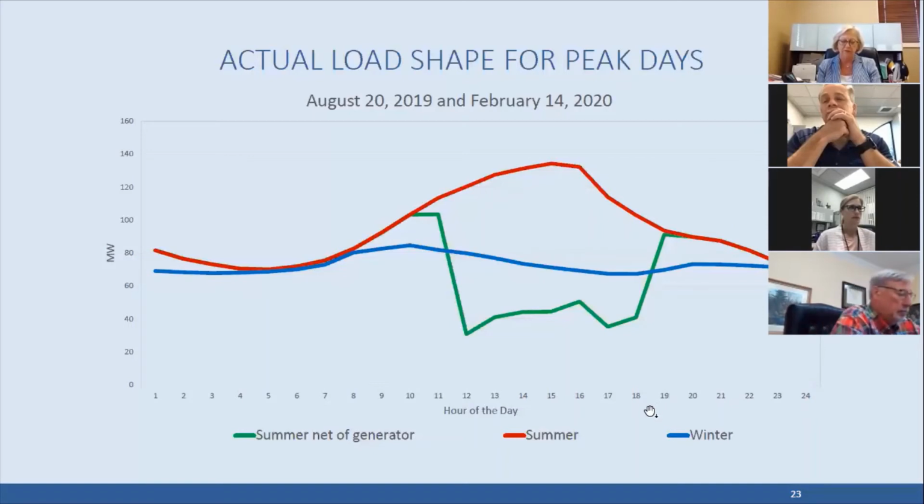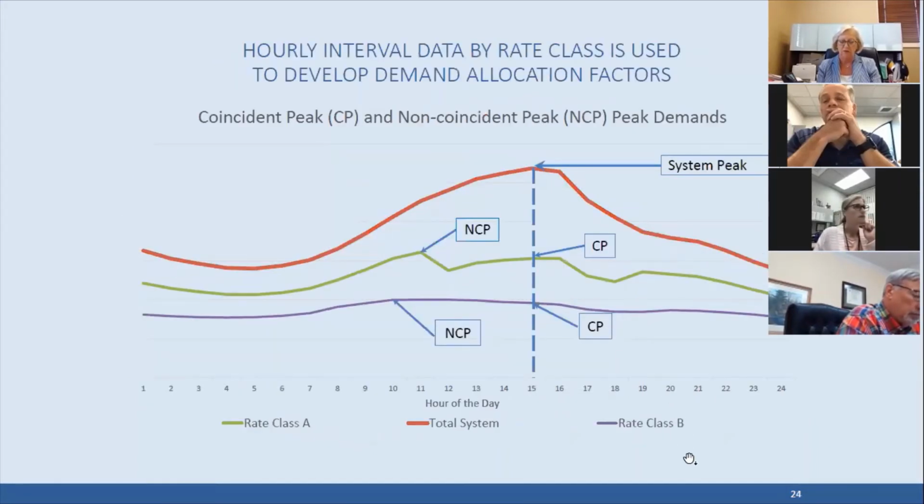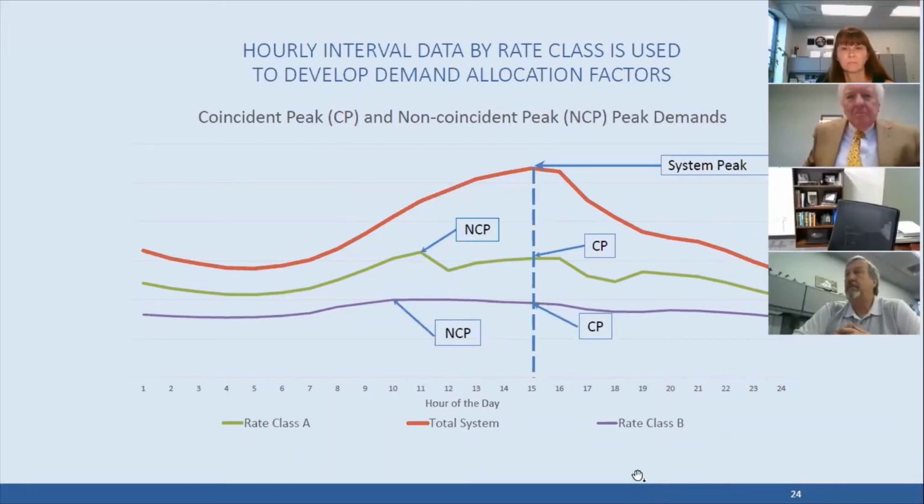Okay, so now we want to talk about some more complicated stuff. I've got the same summer peak curve, but I added a couple more curves to represent examples of illustrative rate class A and rate class B. Now, we saw that the summer peak demand was obviously bigger than the winter peak demand. It occurred on that day in August, at that hour of 3 p.m. So that's what we would call the system peak.